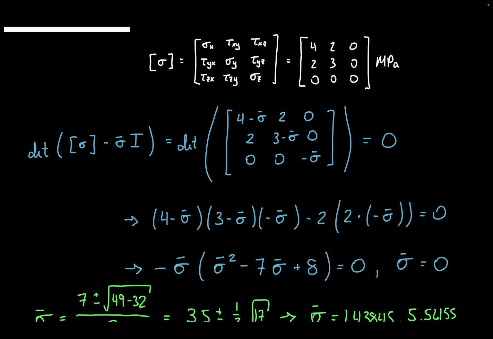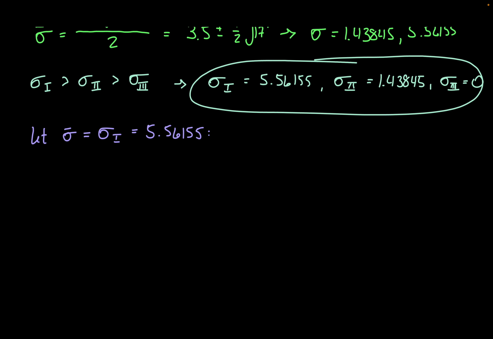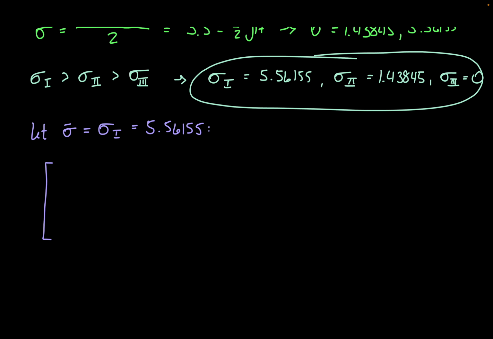So let's start doing that. So what I'm going to do is go down here. So first up, we had 4 minus our sigma bar value, but now we're saying sigma bar is 5.56155, which is equal to sigma 1. So that will leave us with negative 1.56155. And then the 2 is unaffected, 0 is unaffected, 2 is unaffected.